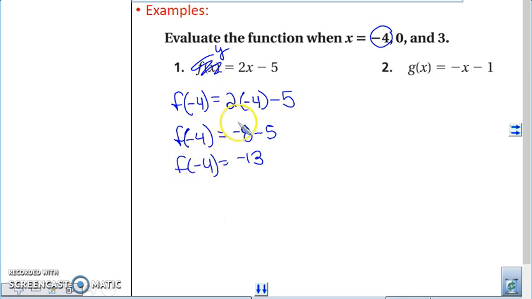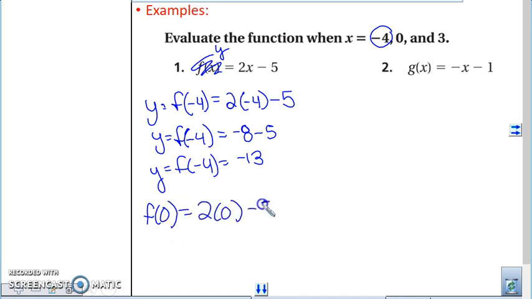Function notation. The other way that you would see this is if it said y equals, y equals. This is a specific y, so we like to use that function notation. Alright, let's plug 0 in. So if we plug 0 in, f of 0, because 0 is going in for x, equals 2 times 0 minus 5. Okay. F of 0, 2 times 0 is 0, minus 5 is minus 5.